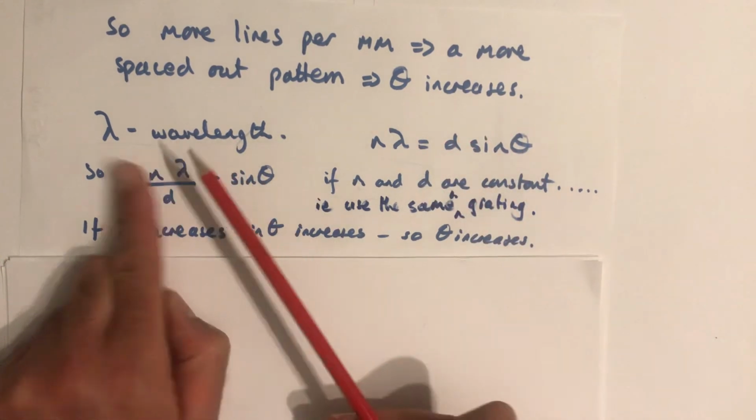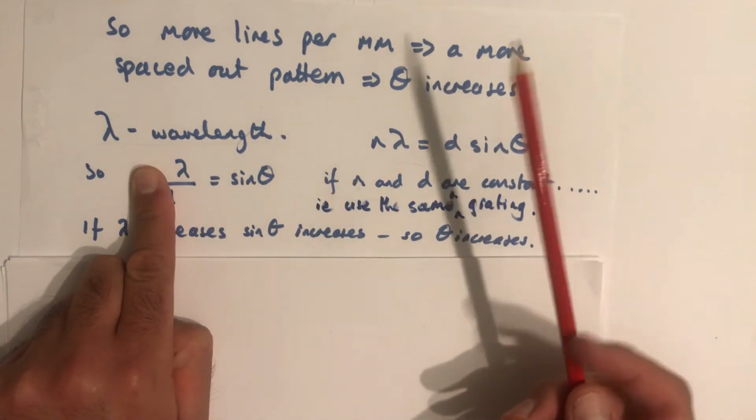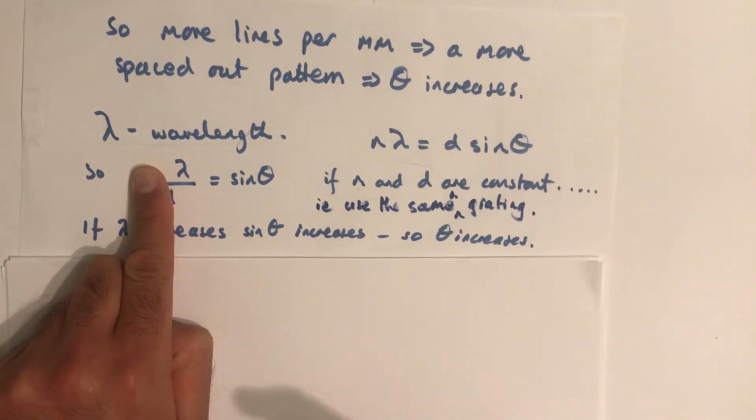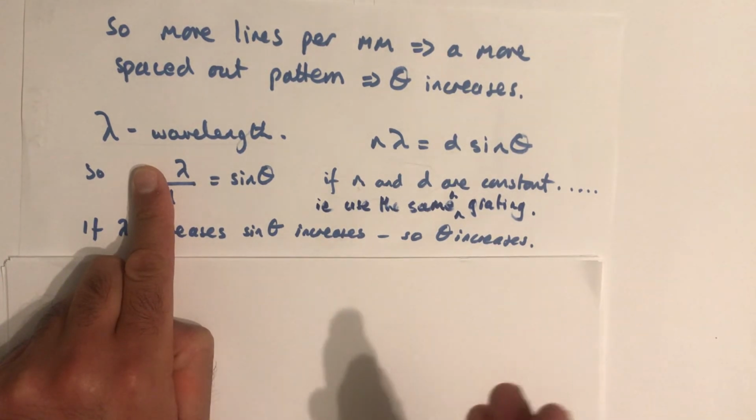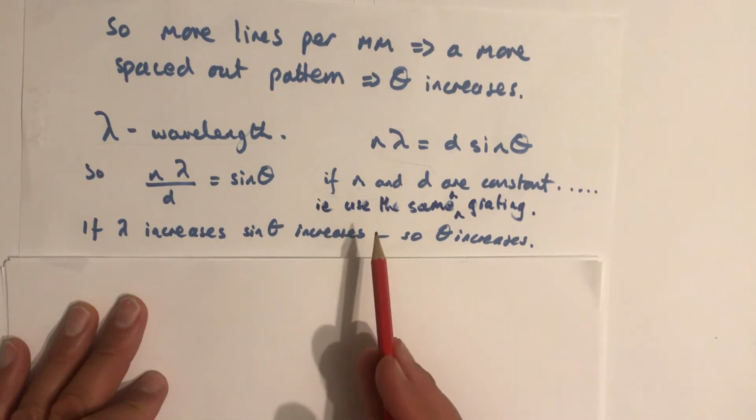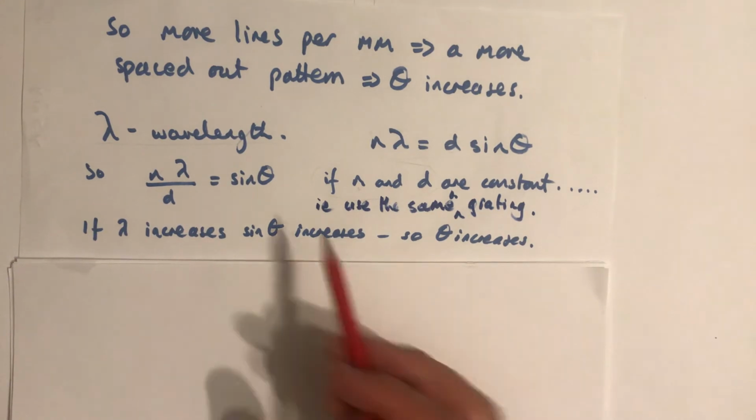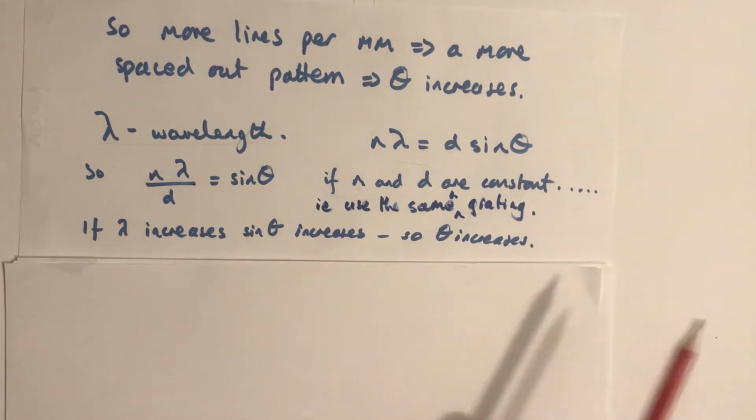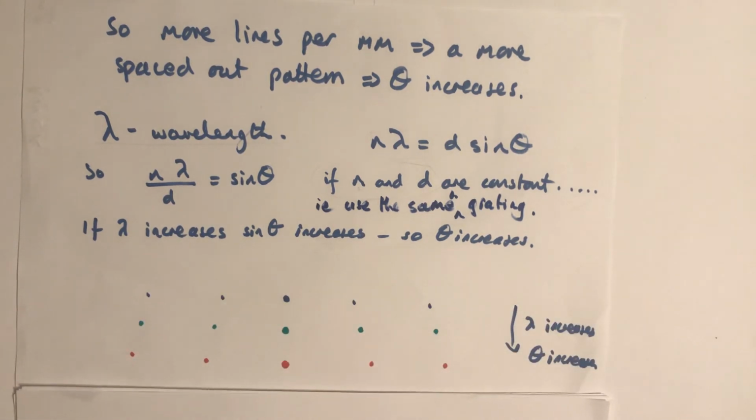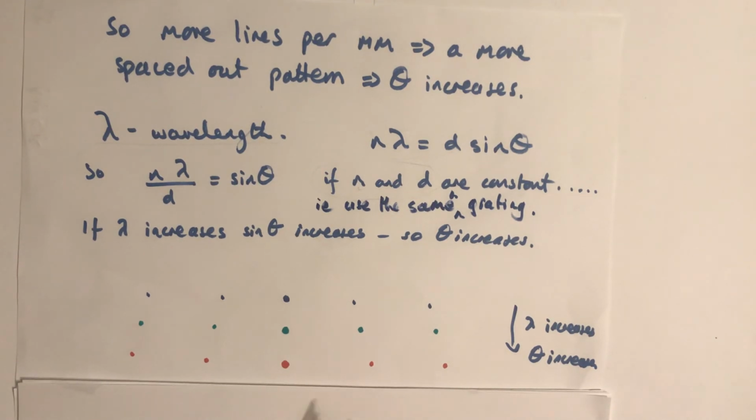Okay, so these two aren't changing. If lambda increases, sine theta increases. Now how do we increase lambda? We increase lambda by going from a small wavelength colour like blue to green. Going blue to green is increasing the lambda, increasing that wavelength. And if I go from green to red, I'm increasing it again. So if I've got the same diffraction grating and I go from blue laser to green laser to red laser, at each step I'm going to notice an increase in sine theta, which basically means the pattern is going to spread out. So I've drawn a little example here, designed to show it quite practically. So you can see here, as lambda increases, sine theta increases.